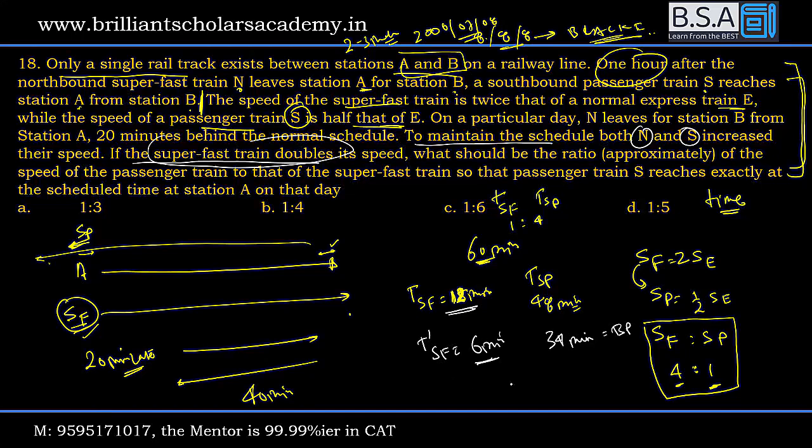The question is, can you find the speed ratio? Please listen to this. Speed of passenger upon speed of superfast would be time of superfast upon time of passenger, the inverse ratio, which is 6 by 34, pretty much 1 by 6. That's your answer. And you observe that in the entire question, you do not have to deal with any decimals.